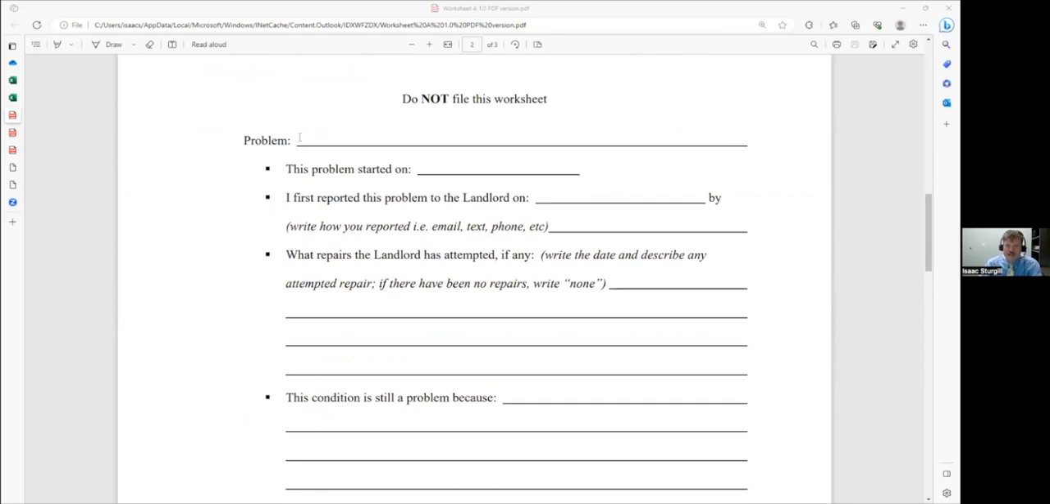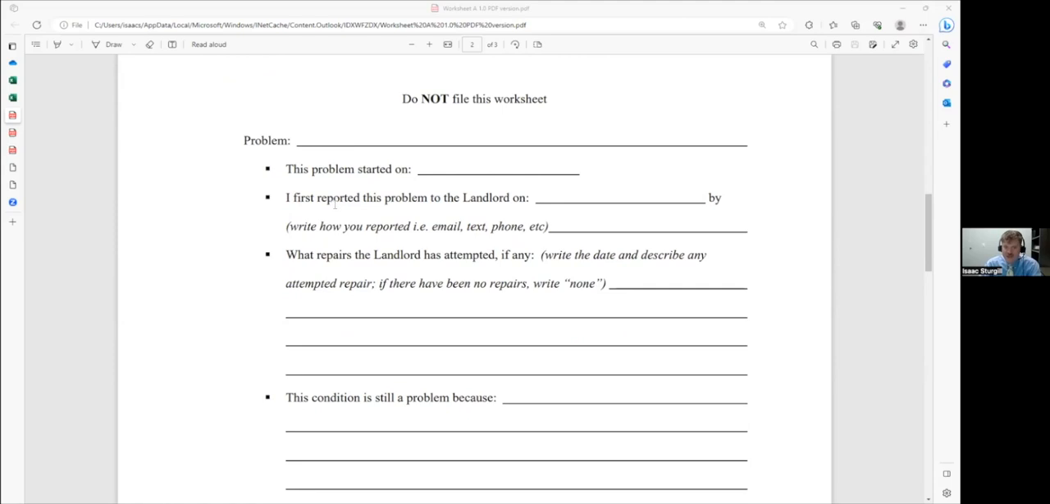And I'll give you an example of what this could look like. So we've got this first one here, the problem. Let's say it's a leaky faucet, right? So you could write leaky faucet. Let's say the problem started on January 1st. You could write that in there.